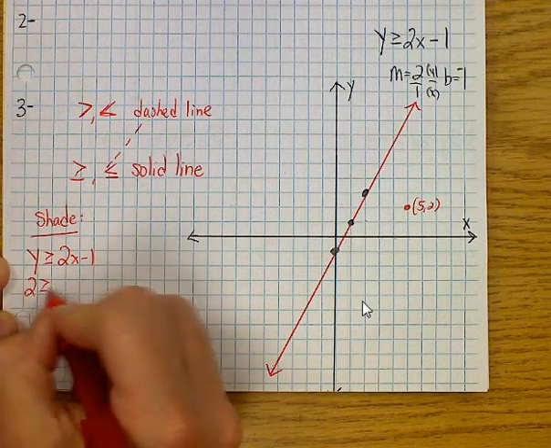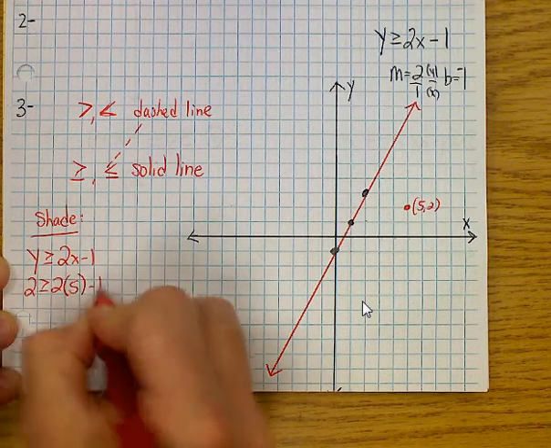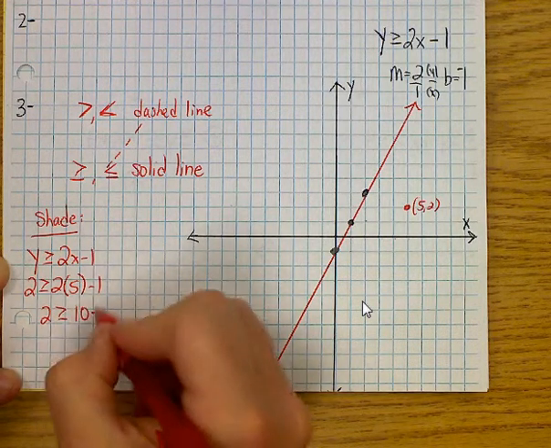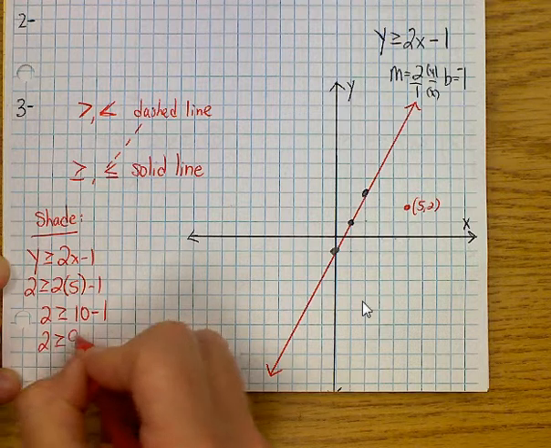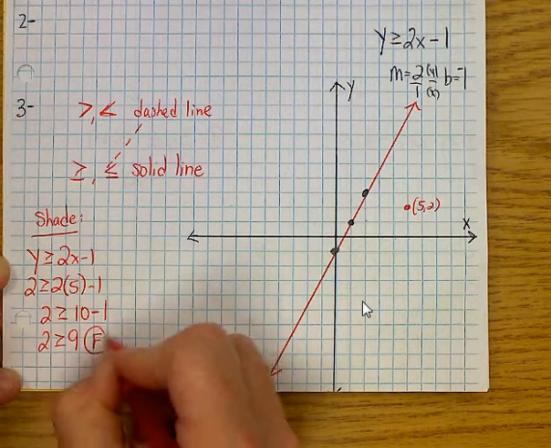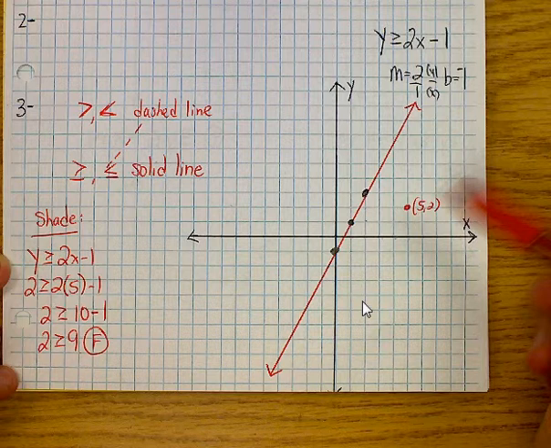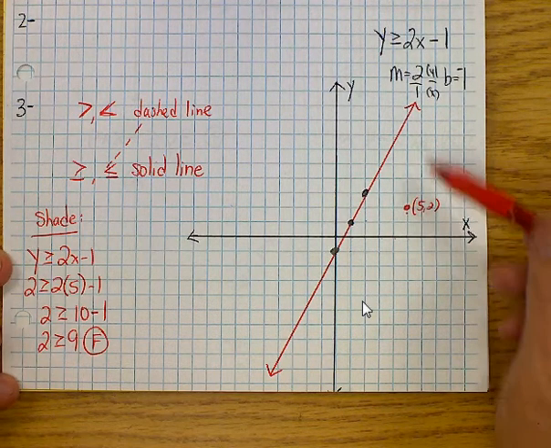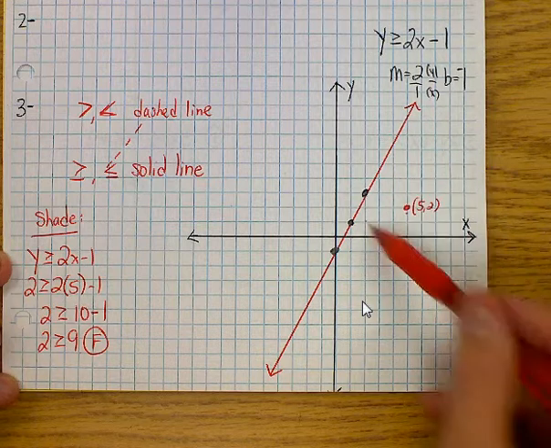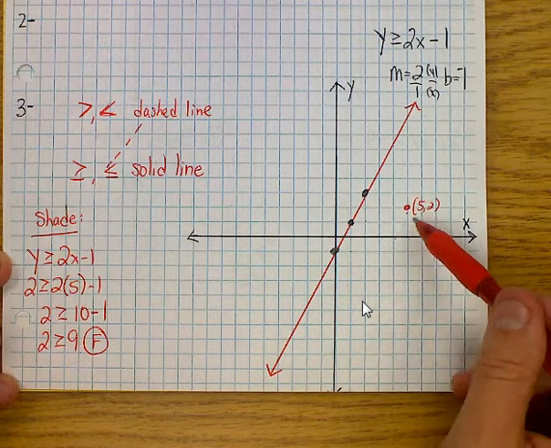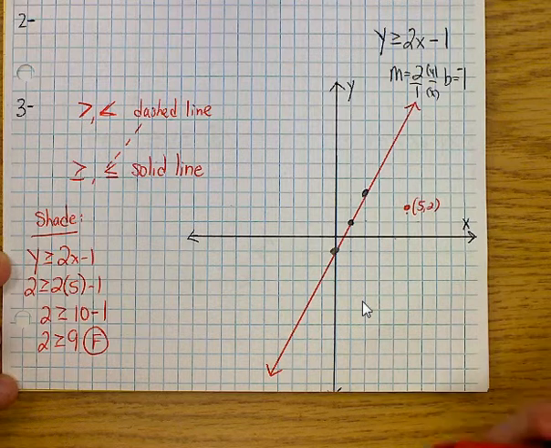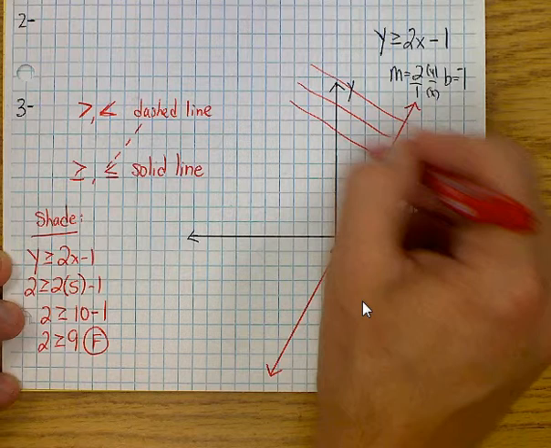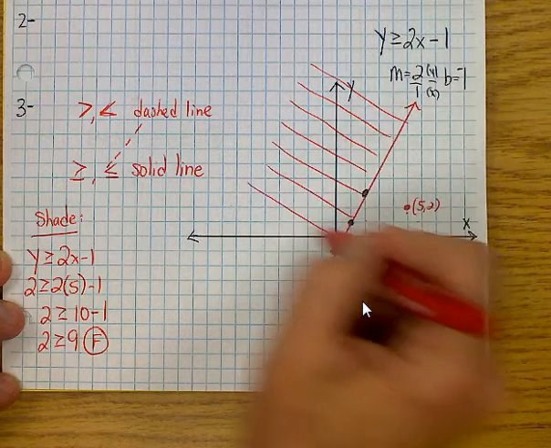Is 2 greater than or equal to 2 times 5 minus 1? Is 2 greater than or equal to 10? That's 2 times 5, minus 1. Is 2 greater than or equal to 9? And the answer is no, or false. What this tells you is that that point is not part of the solution set. It also tells you that all of the points on that side of the line that point came from are not part of the solution set. It tells you that all the points above the line are in the solution set to the inequality.